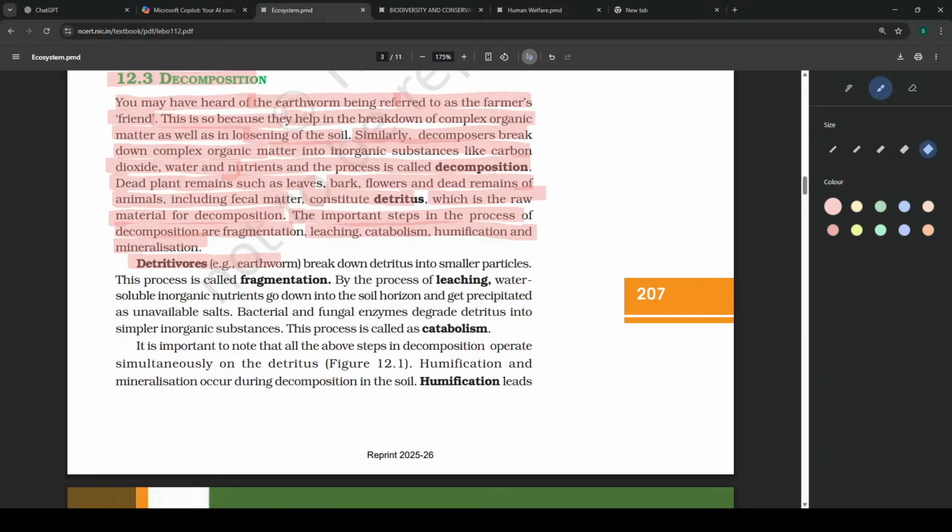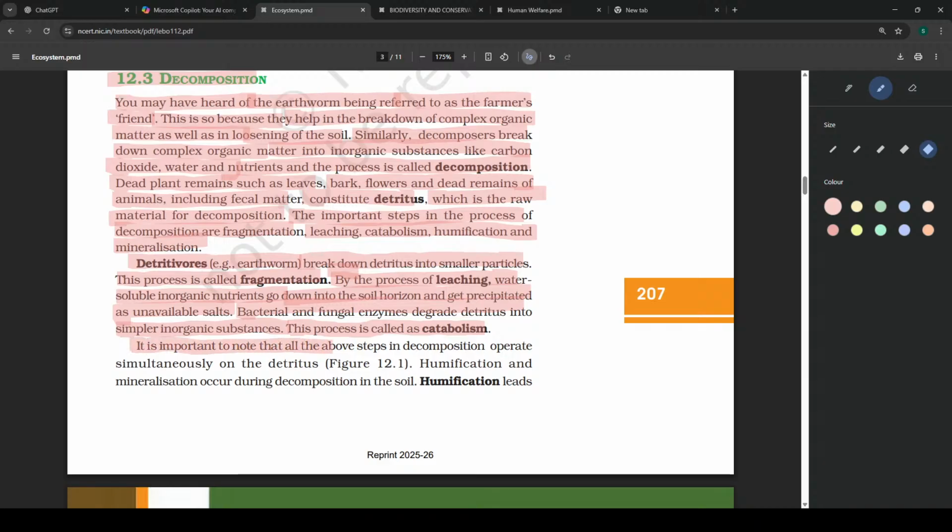Detritivores, for example an earthworm, we can even consider mites and wood lice. I'm not completely sure, we'll see more about it. They break down detritus into smaller particles. This process is called fragmentation, the first step. I'll repeat or explain it once after reading. By the process of leaching, water soluble inorganic nutrients go down into the soil horizon and get precipitated as unavailable salt. Bacterial and fungal enzymes degrade detritus into simple inorganic substances. This process is called catabolism.